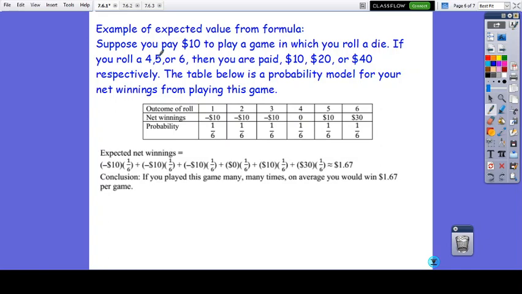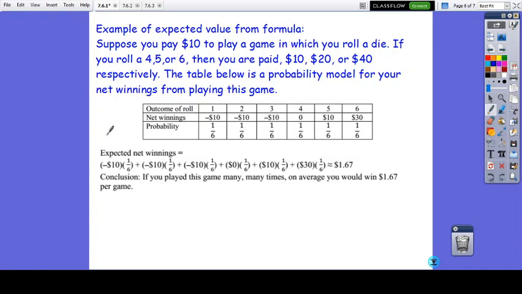If you roll a 5, you're paying $10 and winning 20, so you actually come out with $10. And if you roll a 6, you're paying 10, you're earning 40, you actually come out 30 ahead. If you roll any of the other numbers, you lose your money, so it's negative $10. And each one of those things are equally likely.